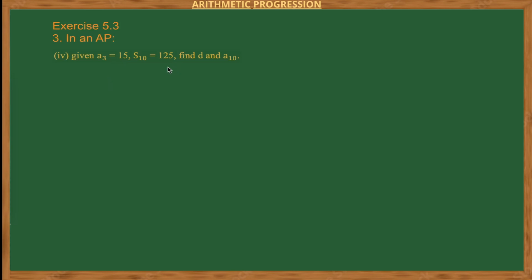Okay, so what do we need to do here? A3 is there, S10 is there. So we need to find D, and A10. Okay, perfect. So we need to find D. How do you find D?